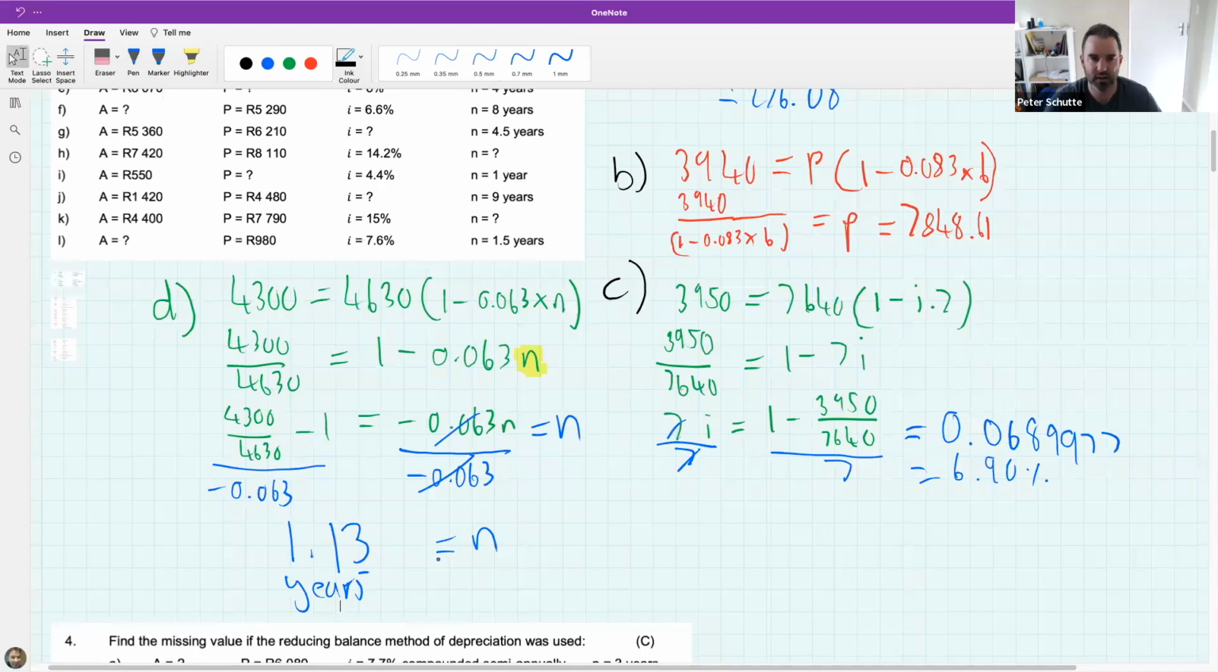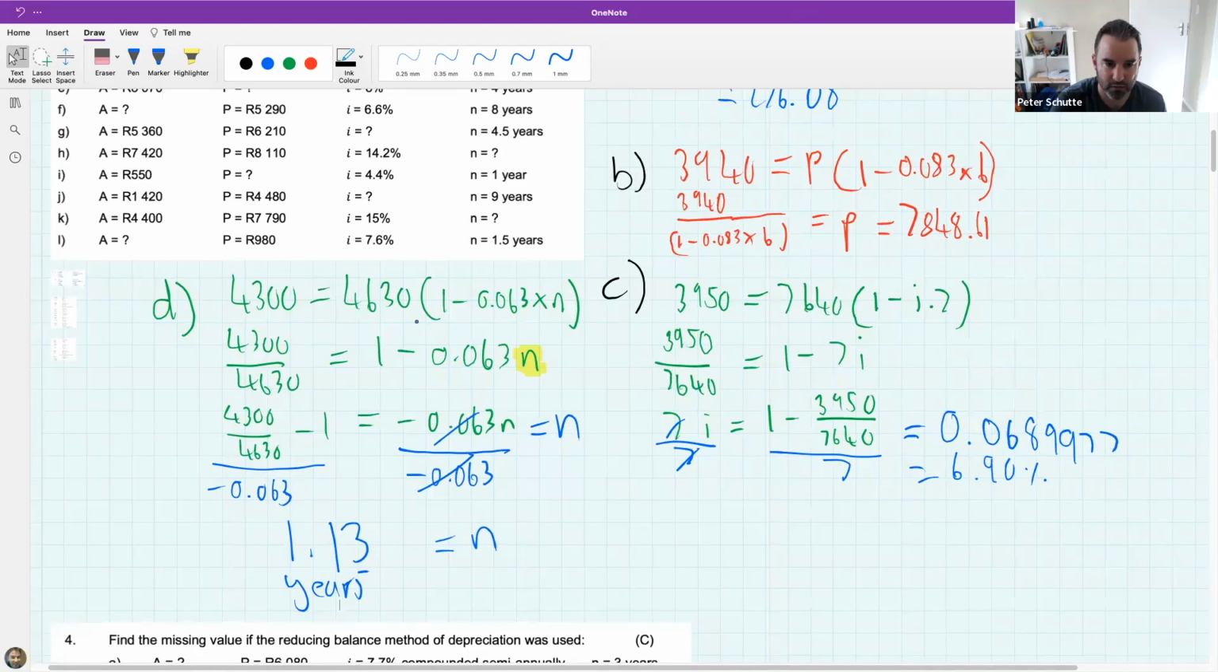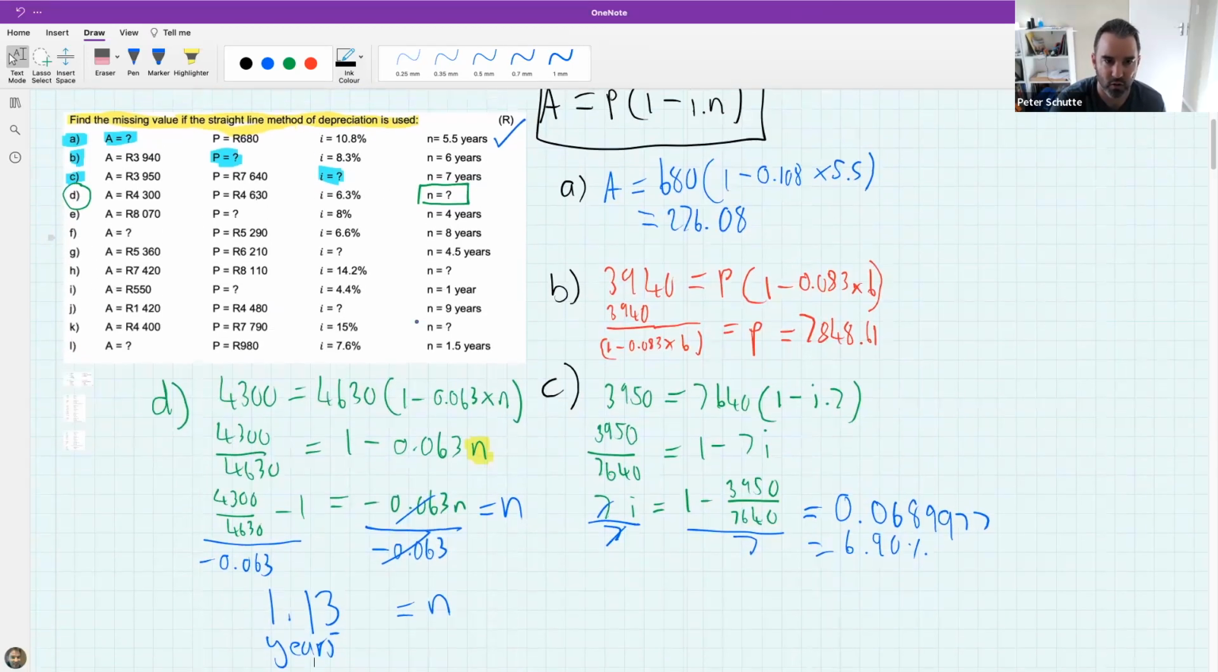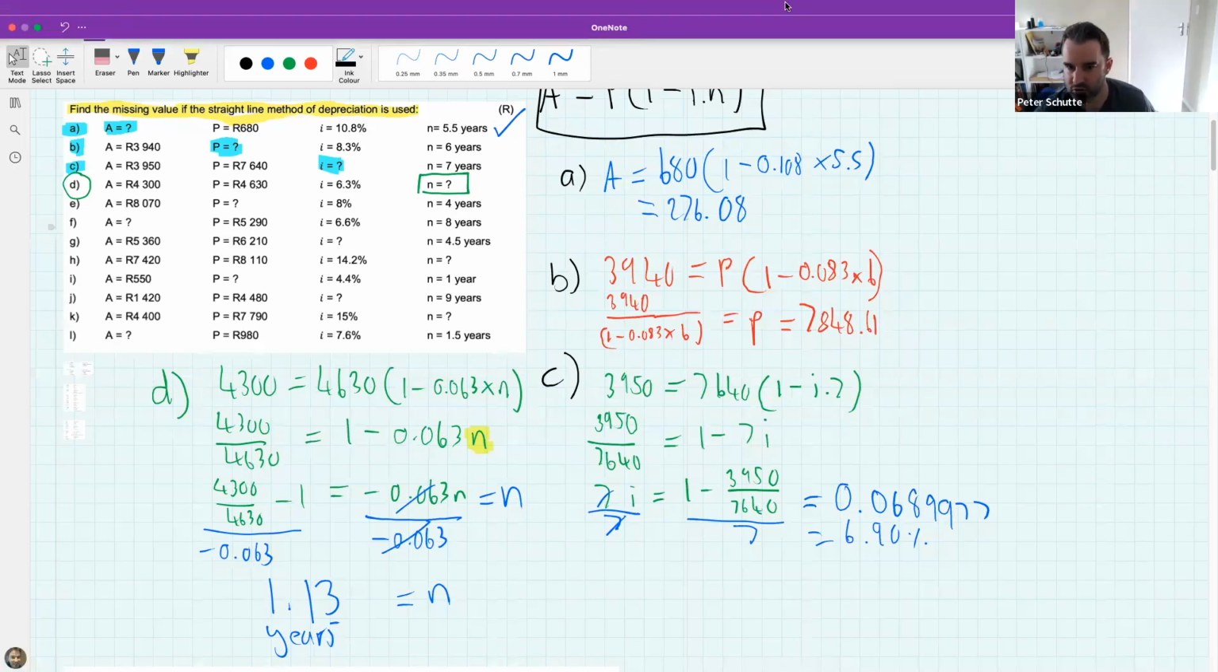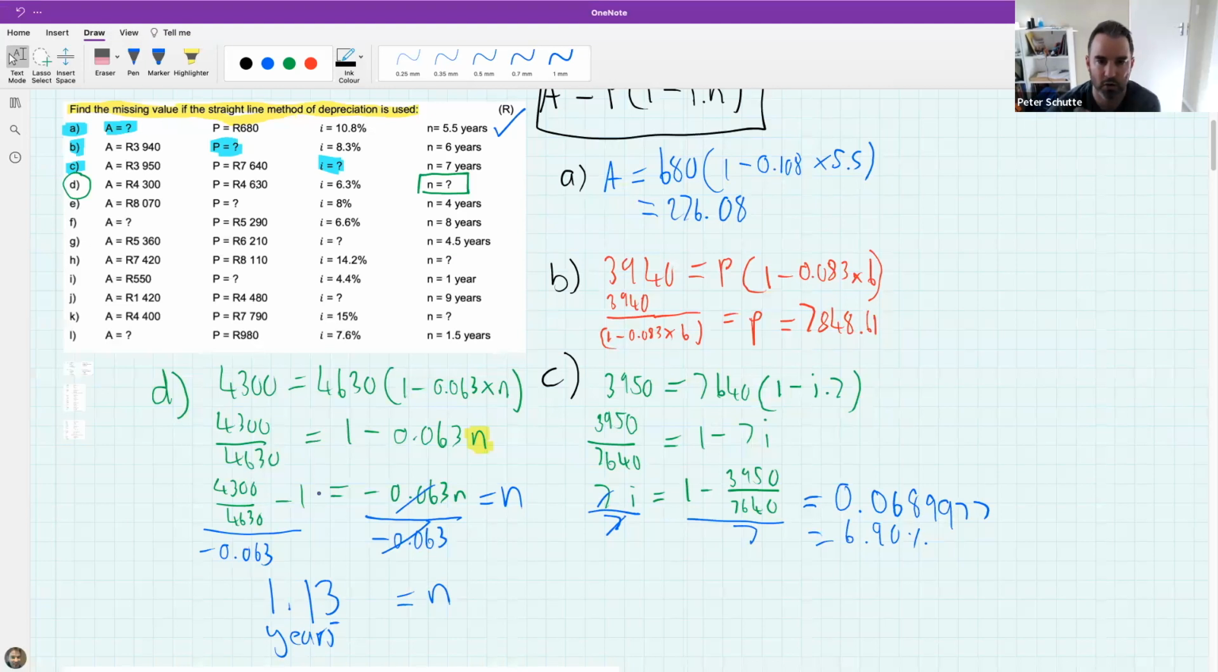Now, it didn't say anything about it, so it will stay in years. We don't need to break it up any further. Okay, give me a thumbs up if you feel, oh, can I scroll up again? I can, or I can zoom in even better. How about that? So then you can see the whole thing. Give me a thumbs up if you feel okay with simple or straight line depreciation. And once I get a sense of how the class is doing, I'm ready to move on to the compound one.